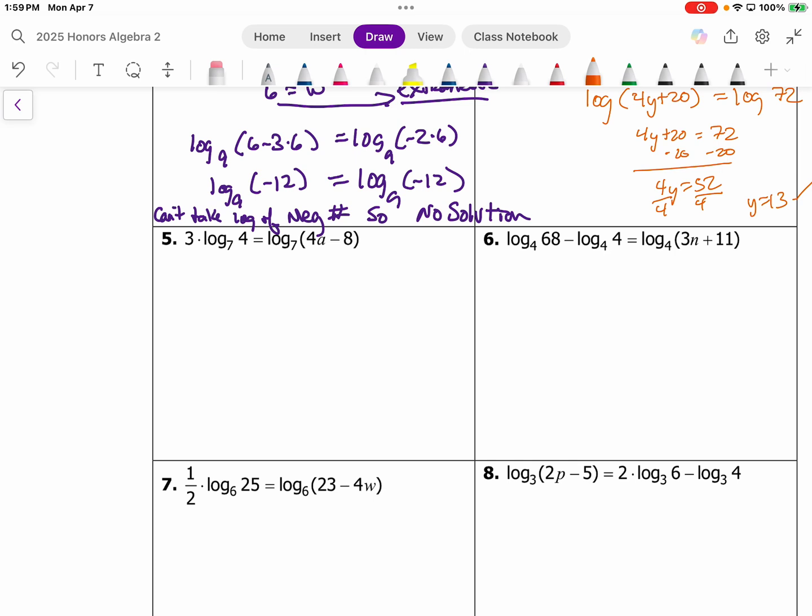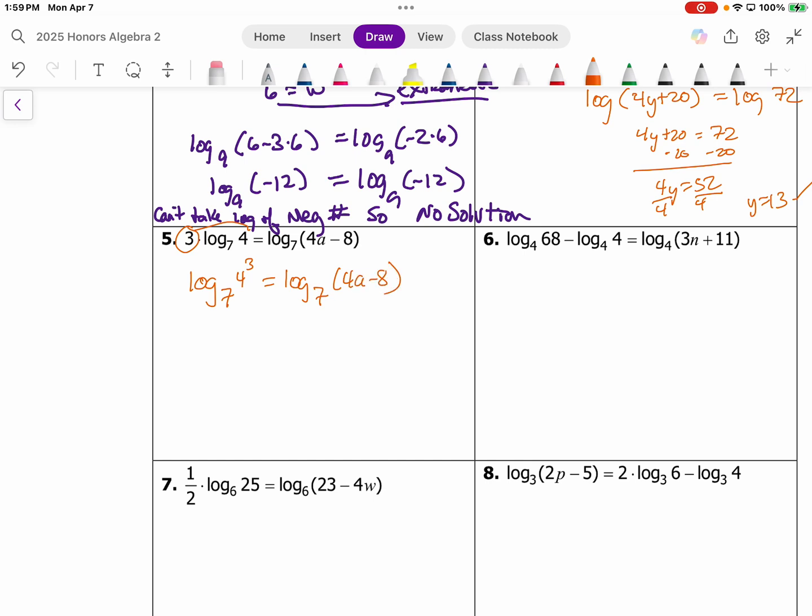Behind the 4. You put it behind the 4. And in what aspect do you mean by behind? Like, you raise it. You raise it, thank you. Behind meaning raise it to a power. So in that case, the 3 as a coefficient becomes the exponent. So it's log base 7 of 4 cubed equals log base 7 of 4a minus 8.